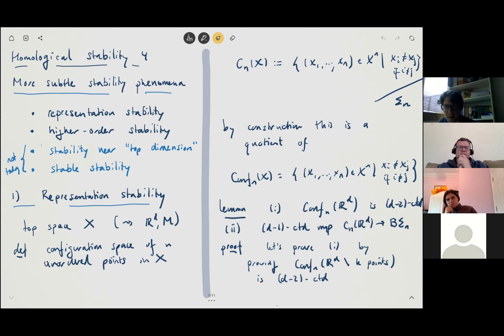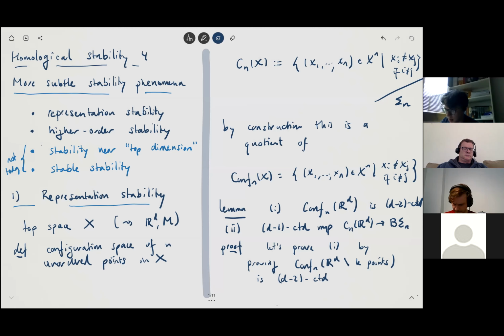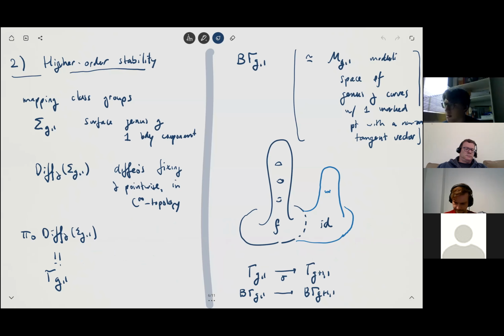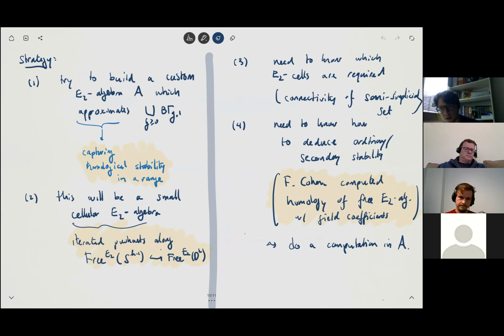Could I ask you about the result of Cohen very quickly? Yeah. So in this situation, you have your functor that sends, I suppose, a space to the free E2 algebra on it. And what he did was compute the homology of this in terms of the homology of the original space. Yes. Because I just know the case of configuration spaces, but. Oh, but the free Ek algebra on a space is the configuration space of points with labels in that space. Right. Sorry. Of course. Right.